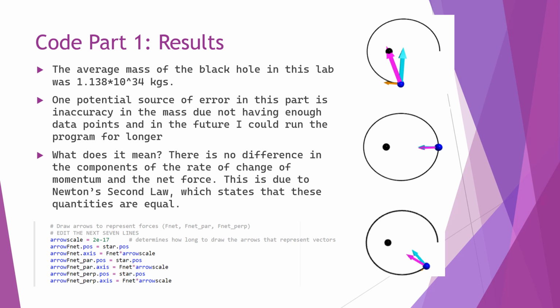One potential source of error in this part is inaccuracy in the mass due to not having enough data points, and in the future I could run the program for longer. The "what does it mean" question of this lab asks what the difference is between the components of net force and components of dp dt. Because of Newton's second law, there is no difference between them.